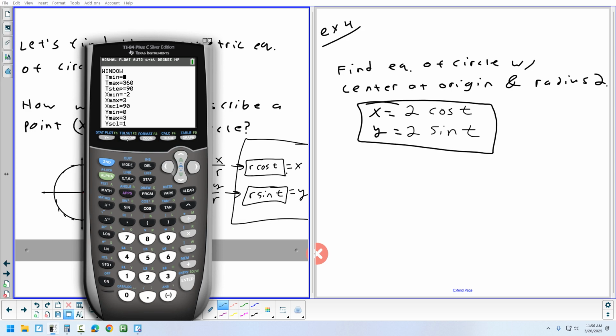And let's set our window to go from, we're doing a circle of radius 2. Let's try -4 to 4 and -4 to 4. Now, it's not going to look circular because the screen is not a square. The screen is a rectangle.